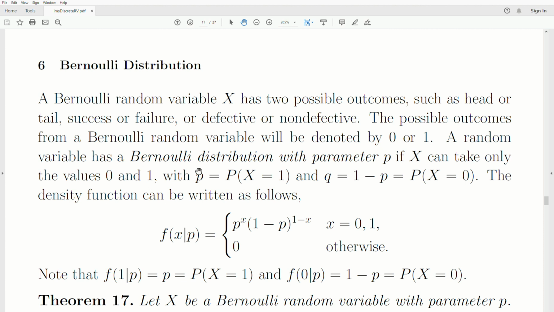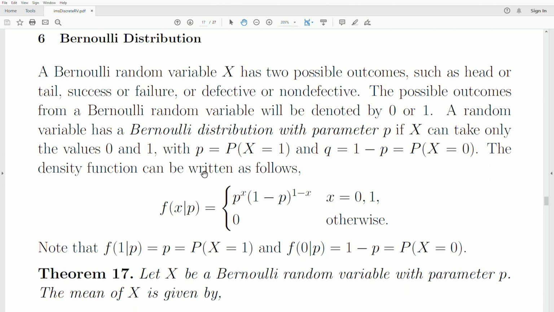A random variable has a Bernoulli distribution with parameter p if x can only take on the value 0 or 1, with p equal to the probability that x is a 1, and 1 minus p, often called q, is the probability that x equals 0.